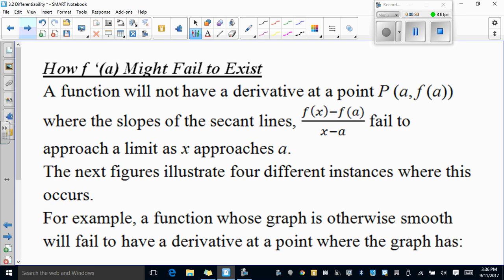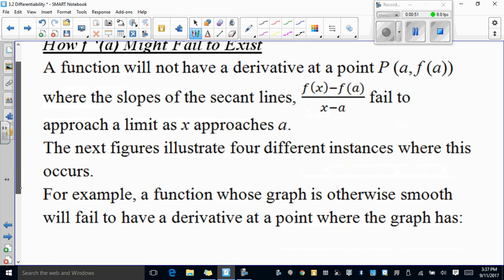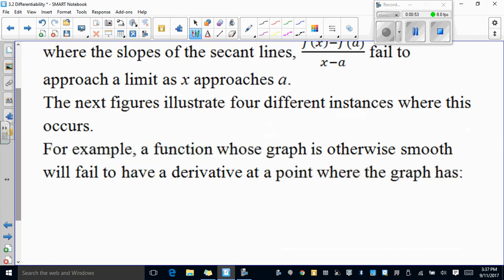So how f prime of a might fail to exist. A function will not have a derivative at a point P where the slope of the secant lines, f of x minus f of a over x minus a, fail to approach a limit as x approaches a. The next figure illustrates 4 different instances where this occurs. For example, a function whose graph is otherwise smooth will fail to have a derivative at a point where the graph has one of the following: a corner.